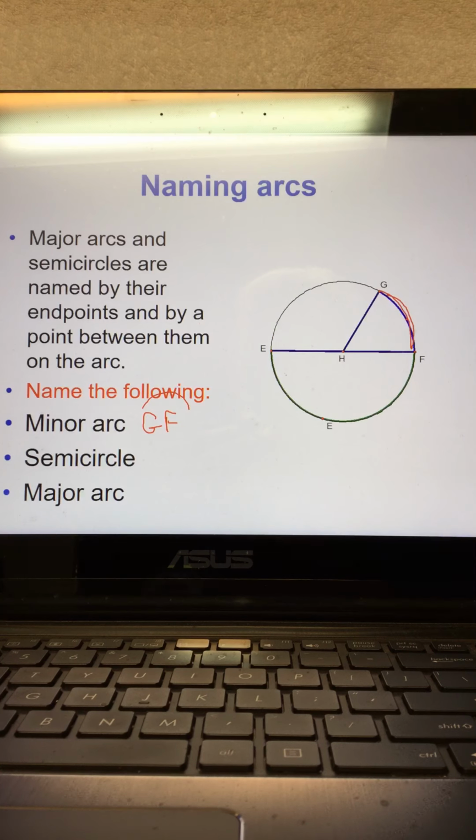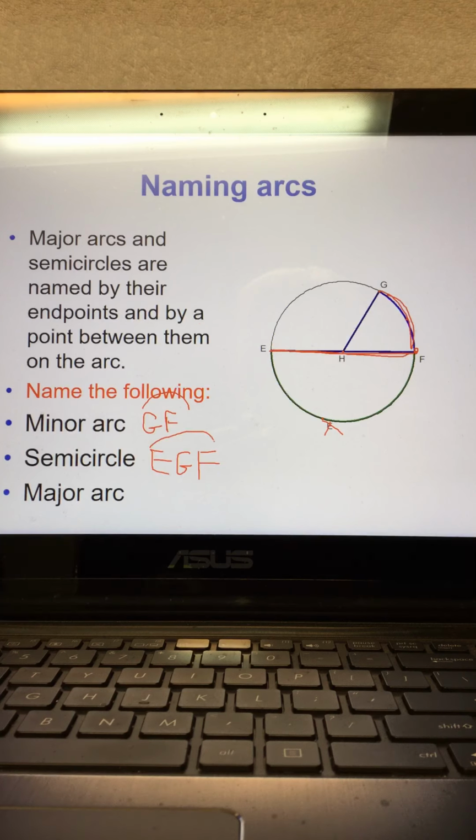Now a semicircle has to be defined by a diameter. Here's my diameter going straight across here. This letter down here should not be there. That's a duplication of E. So my semicircle starts at E. I have to have another point that gives me the direction. I want to travel this way through point G, and then I'm going to stop over here at the other endpoint of my diameter, which would be F.